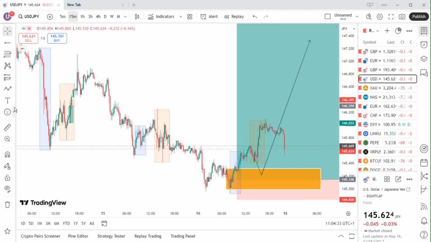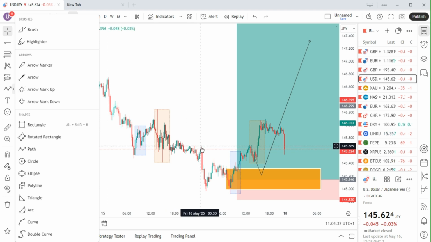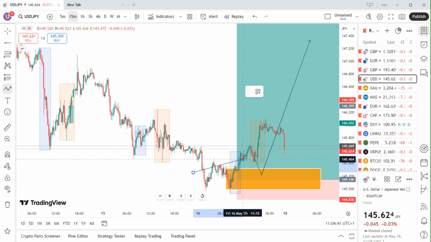You can see also that price has mitigated the breaker block that we have here. Price has mitigated this breaker block, tested it and moved up. So price is coming back to test either the fair value gap or the other block for the main movement to start.